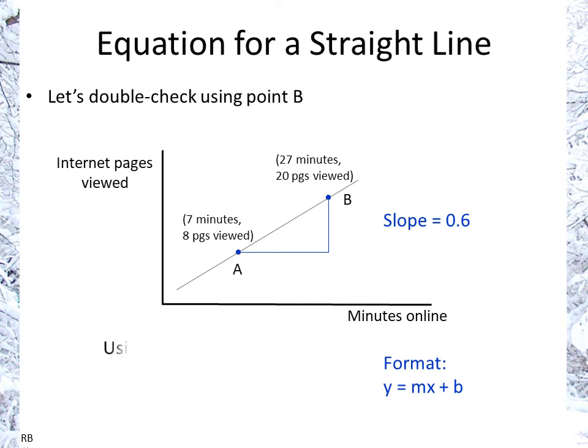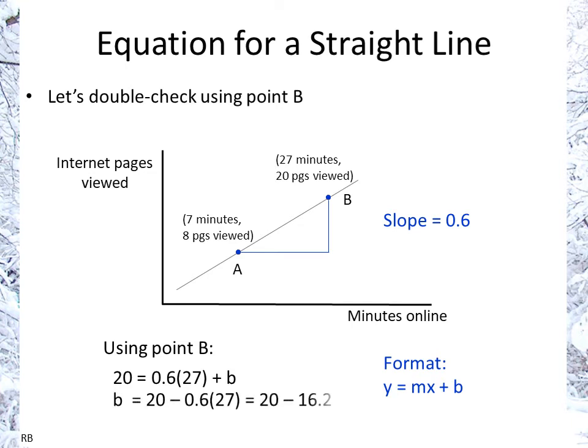We can double check this using point B. Now point B, we have 27 and 20, so y is 20. 20 equals 0.6 times 27 plus b. Calculating that out and moving it over, b equals 20 minus 0.6 times 27, and you can test it yourself. That's 16.2. So b again comes out to 3.8. So we have that value.